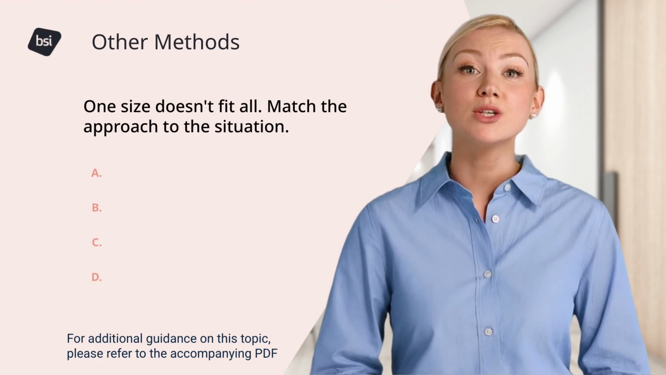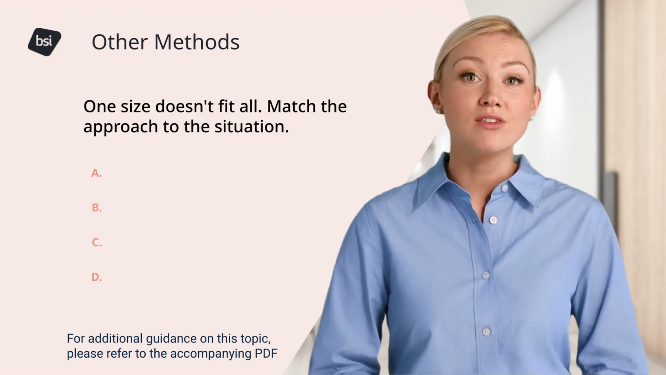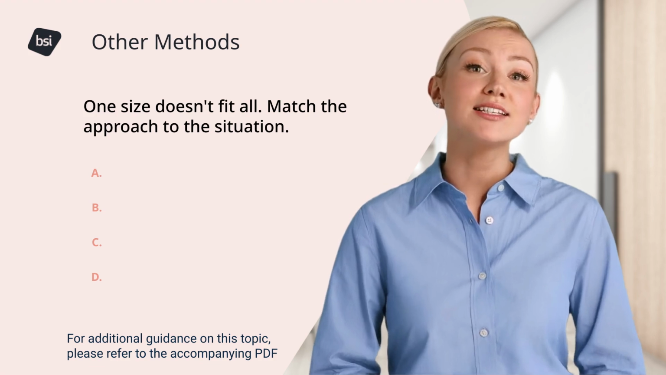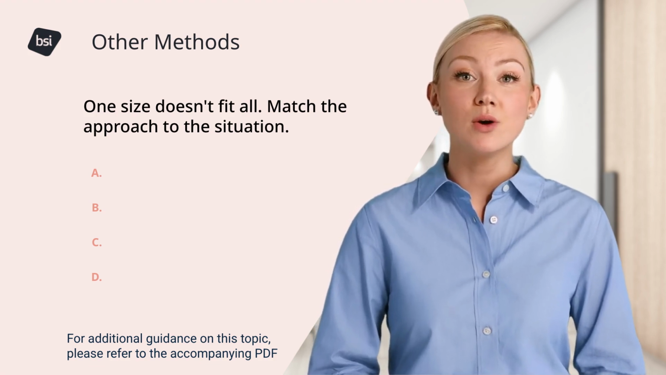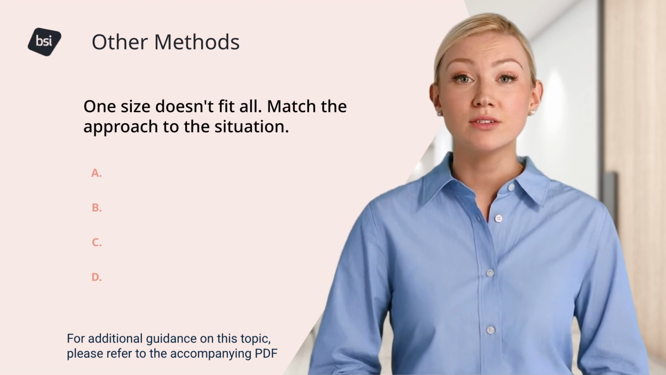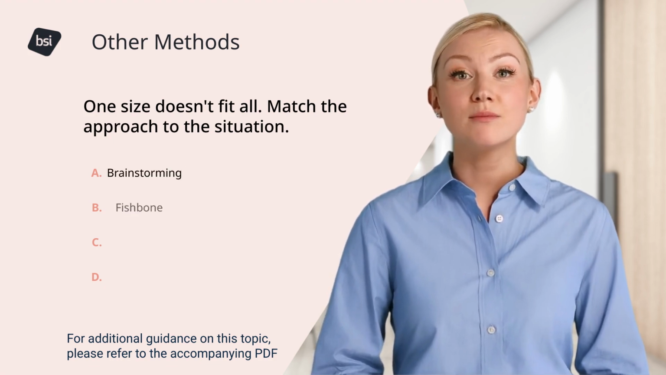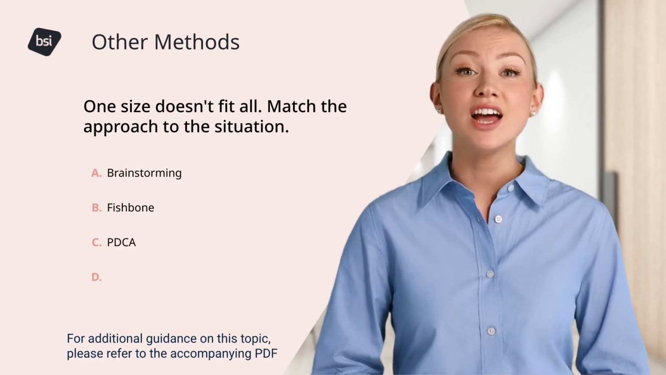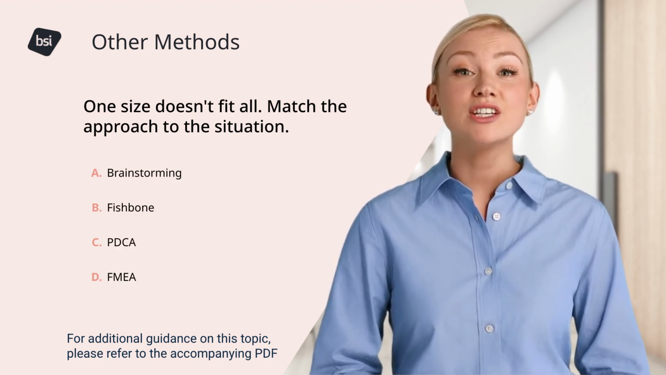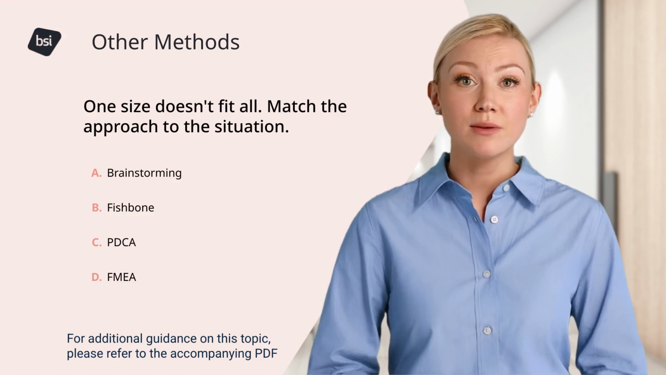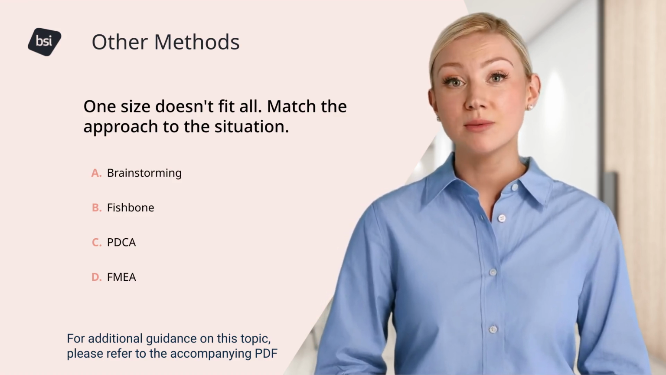In our example, we used the 5 Why method to identify the root cause. Depending on the process and risk level, another method may be more appropriate for this. These include A. Brainstorming, B. Fishbone, C. Plan, do, check, act, or D. Failure mode and effects analysis. For additional guidance on these other root cause methods, check out the accompanying document to this video.